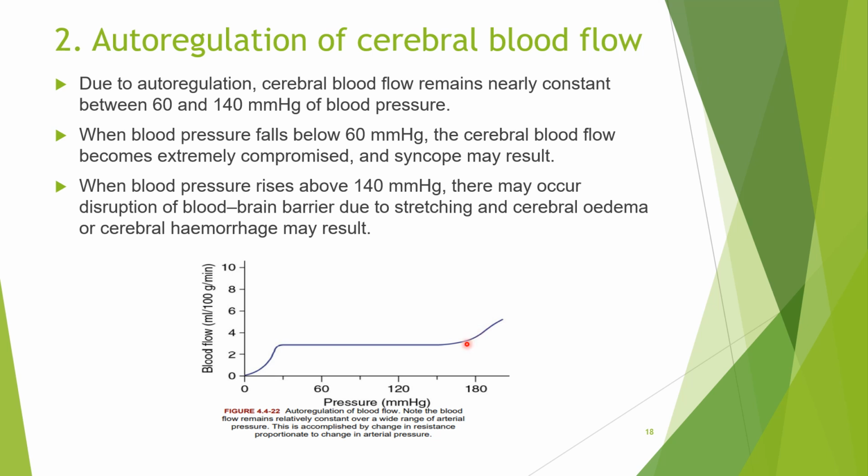There is more cerebral blood flow and there is a disruption of the blood-brain barrier. Okay. So it leads to cerebral edema and cerebral hemorrhage. So both ends are very dangerous. If you go below 60 mmHg, it will lead to syncope. If you go above 140 mmHg, it will lead to cerebral edema and cerebral hemorrhage. Okay, so the cerebral blood vessels will stretch and they will rupture and it will cause hemorrhage and edema. So both extremities are dangerous to the cerebral circulation.